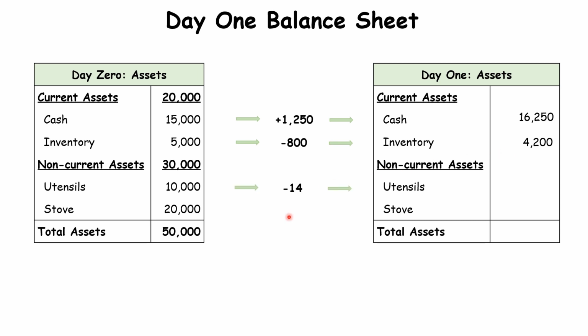Coming to utensils, we calculated that we would be depreciating the utensils by 14 rupees. So the value of utensils at the end of day 1 would be 10,000 minus 14, which is 9,986. Similarly, we will depreciate our store by 11 rupees. So the value of the store at the end of day 1 would be 20,000 minus 11, that is 19,989.